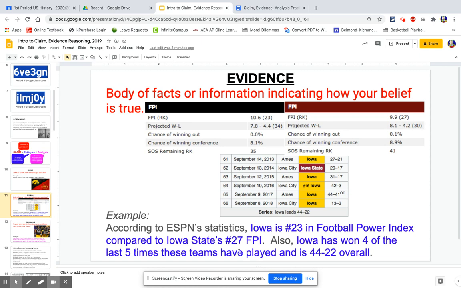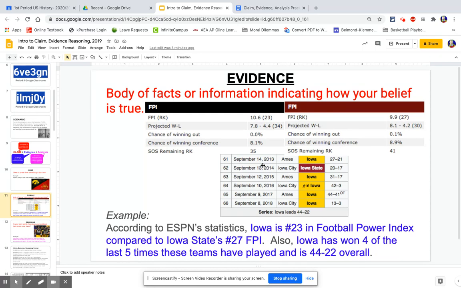So what I have down here is I have looked up the ESPN statistics. They have what's called the football power index that shows how strong a team is. And Iowa is ranked number 23, as you can see in parentheses right here. Iowa State is ranked number 27. All right, so Iowa has a stronger football power index than Iowa State, which means they have a better ranking based on ESPN statistics than Iowa State.